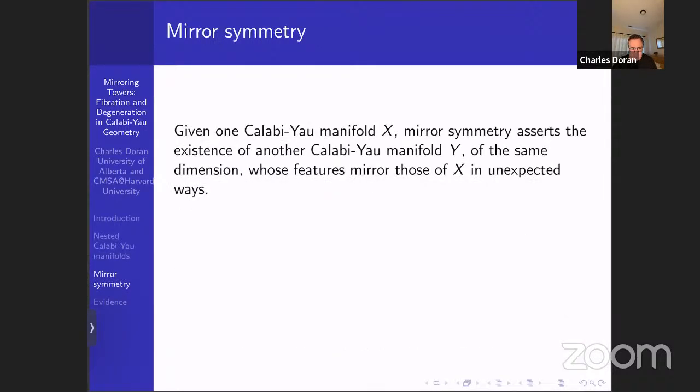Now, I mentioned in the title of today's talk, mirroring towers. So now that we've got the tower, let's mirror it. I should say a few words about mirror symmetry in general. I mentioned some last time, I'll say some more today. So given one Calabi-Yau manifold, mirror symmetry, which came out of physics, asserts the existence of another Calabi-Yau manifold. The mirror of X would be Y, of the same dimension, whose features mirror those of X, but in unexpected ways.